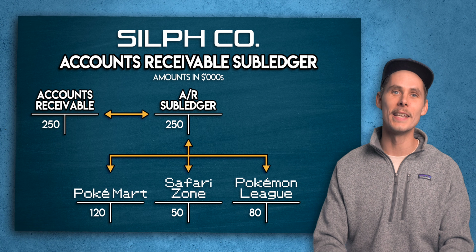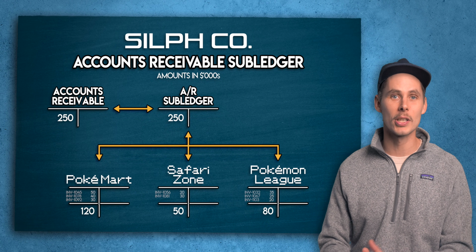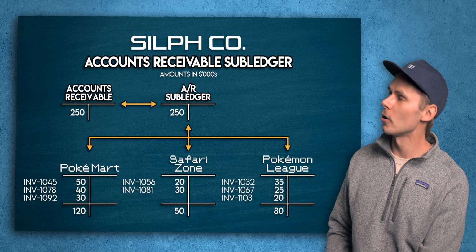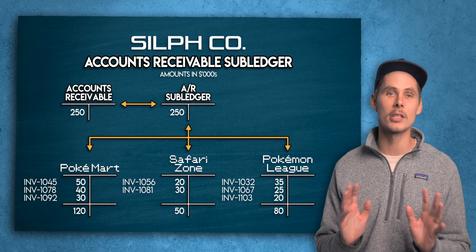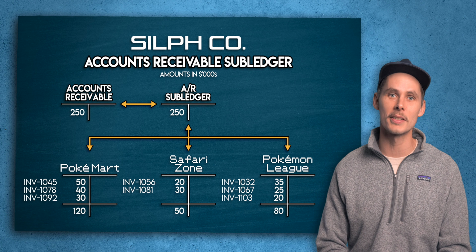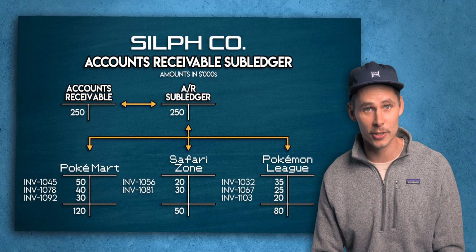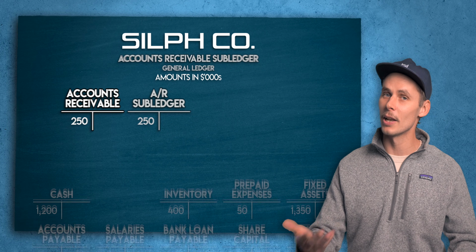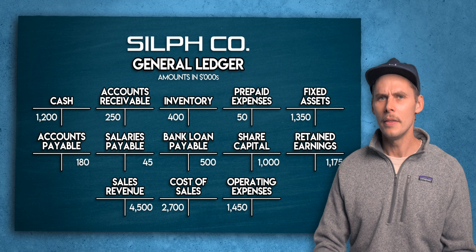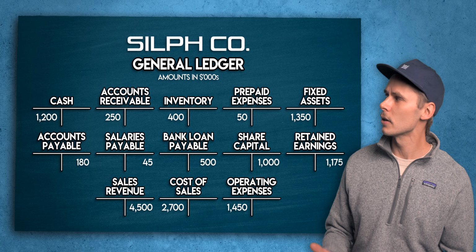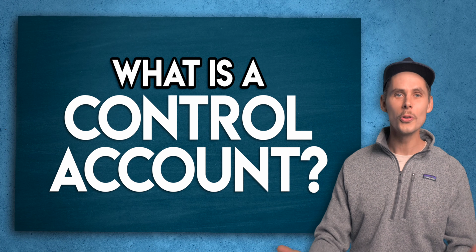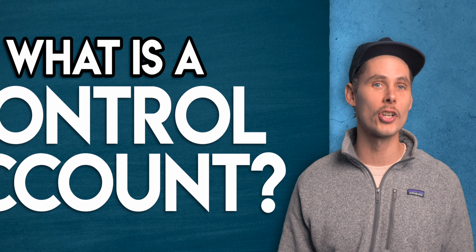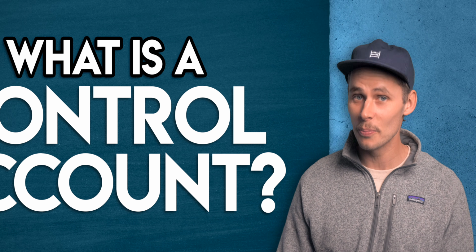But we can go even further. Each customer balance can be broken down into its individual invoices. For example, Pokemart's $120,000 is spread across 3 invoices, and the same goes for the other customers. So the Accounts Receivable Subledger gives us the detail behind the balance in the general ledger. There's a name for accounts like these. They're called control accounts. What is a control account? A control account is a summary account in the general ledger that's supported by a subledger.